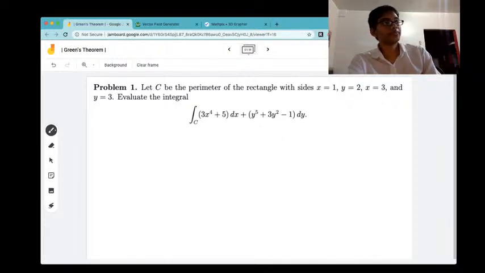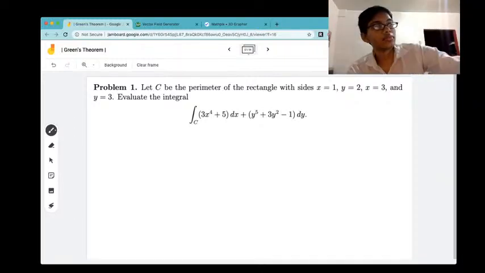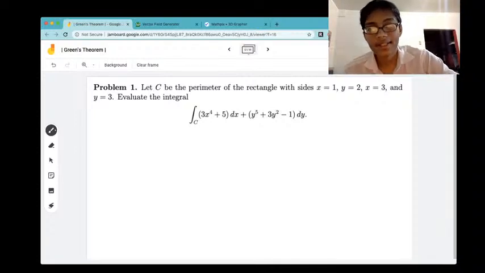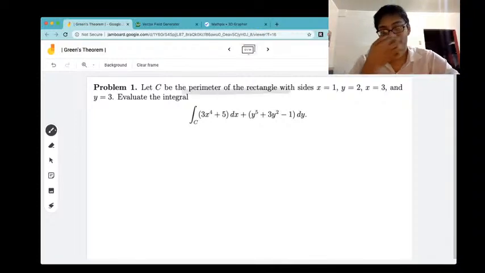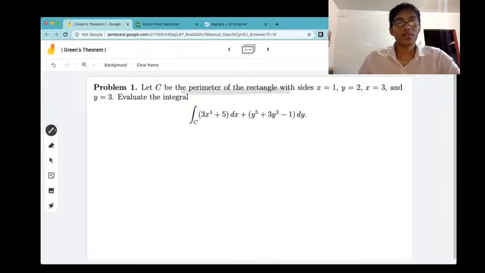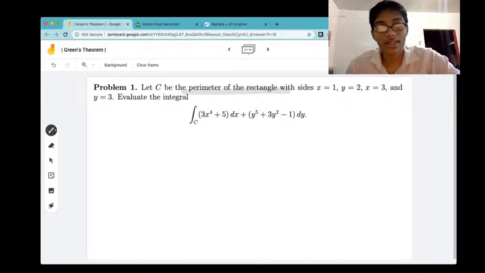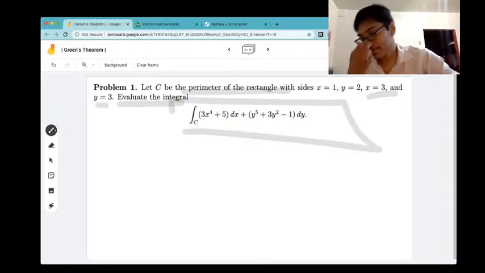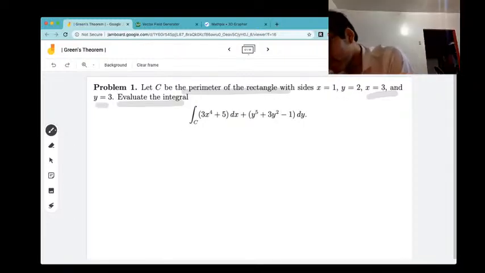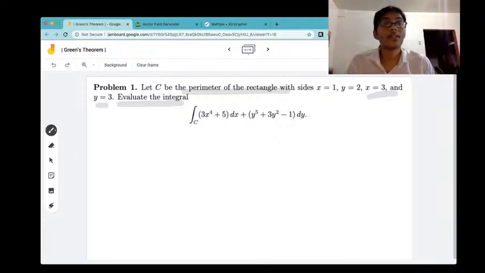So let's see. What is our first question? Let's roll it up. Our first question is this. Let C be the perimeter of the rectangle with sides x equals 1, y equals 2, x equals 3, and y equals 3. Evaluate this integral. Sorry about that crazy line. First thing I'd like to do is write Green's theorem, if that's okay with you.